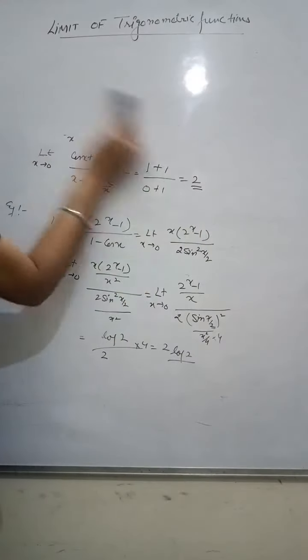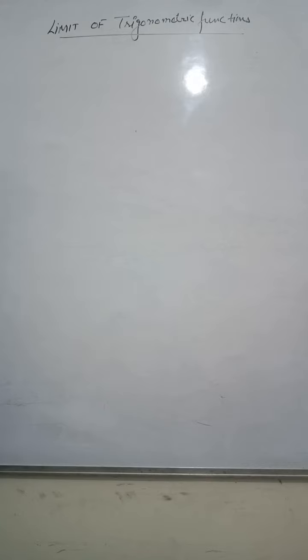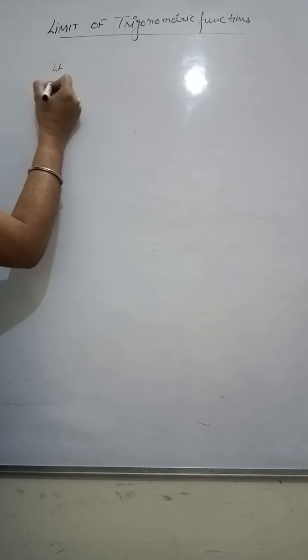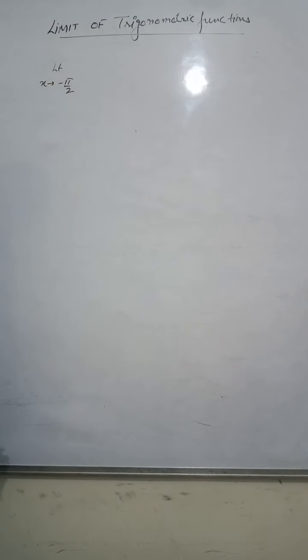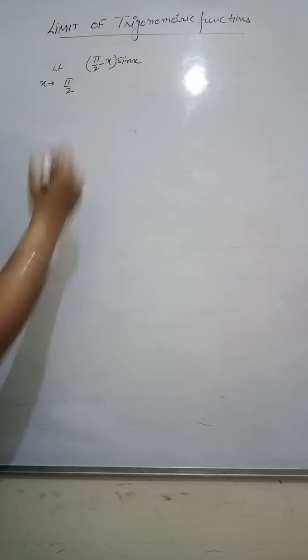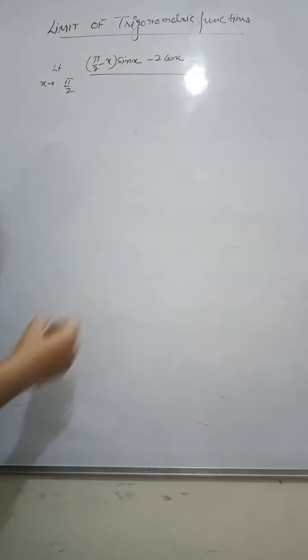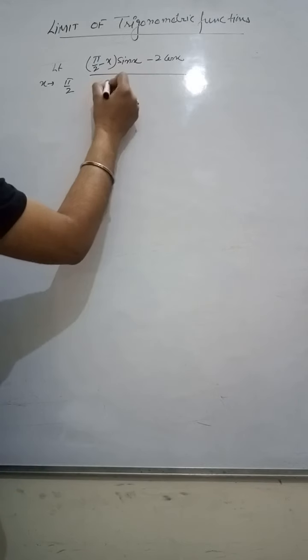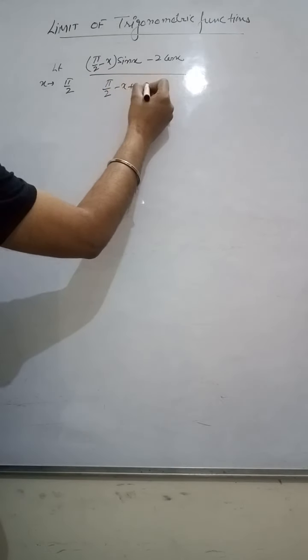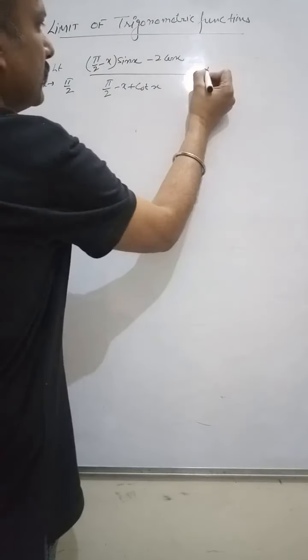Let's go for one more. Limit x goes to pi by 2. Pi by 2 minus x into (sin x minus 2 cos x) upon (pi by 2 minus x plus cot x), and we have to show this is minus 1 by 2.